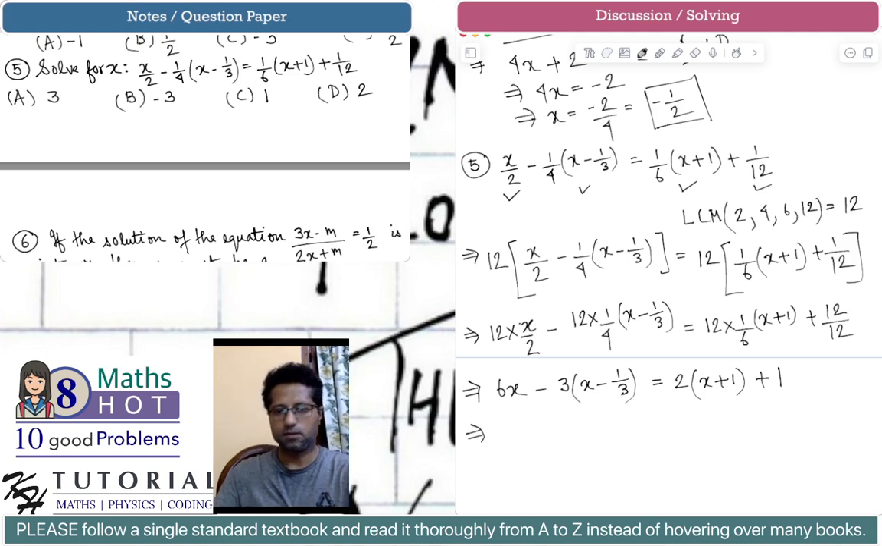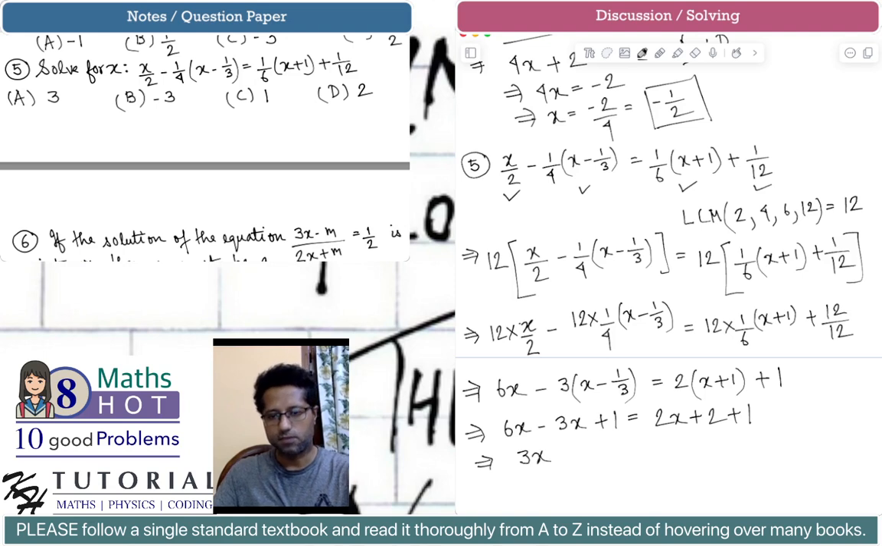Okay, so if you further do the products and open up the brackets on both the sides, we get 6x minus 3x. That is, when you do the multiplication of 3 and x minus 1 by 3, it becomes 3x minus 1. So 3x, and since the bracket has a negative sign in front of it, it will be minus 3x plus 1 is equal to 2x plus 2 plus 1. So after further simplification, we get 6x minus 3x is 3x plus 1 is equal to 2x plus 3.